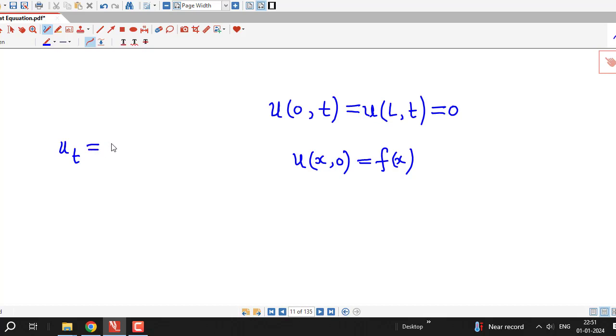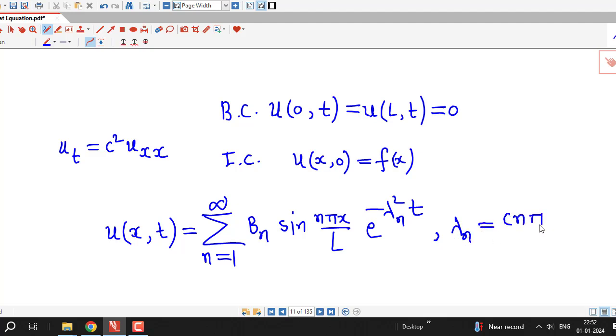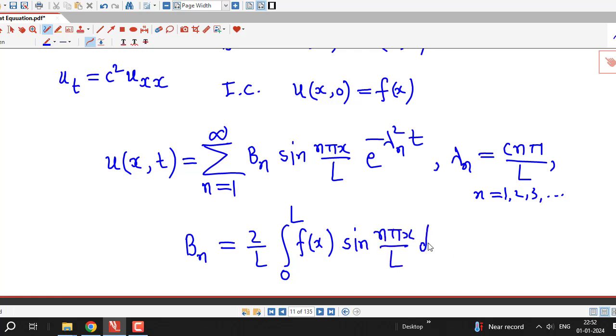We know that the solution of the heat equation, del u by del t equal to c square times del square u by del x square, satisfying these two boundary conditions and this initial condition is given by u equal to sigma n equal to 1 to infinity bn times sin(n pi x over L) e to the power minus lambda n square time t, where lambda n is given by c n pi divided by L. N takes the values 1, 2, 3 and so on, and bn is 2 divided by L integral from 0 to L f(x) sin(n pi x divided by L) integrated with respect to x, where values of n are 1, 2, 3 and so on.